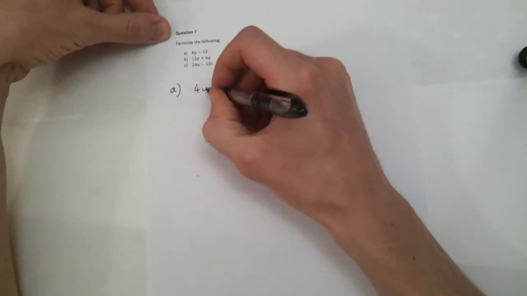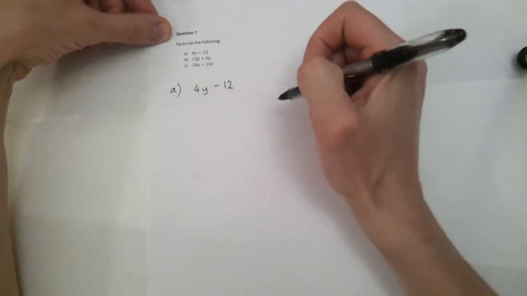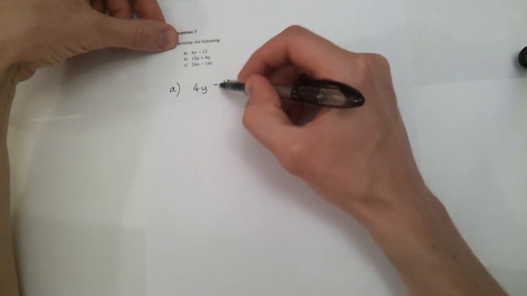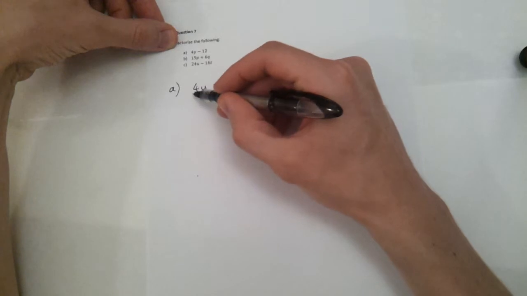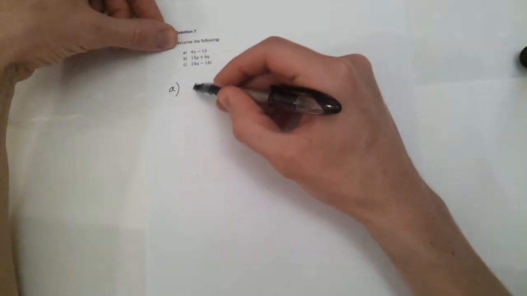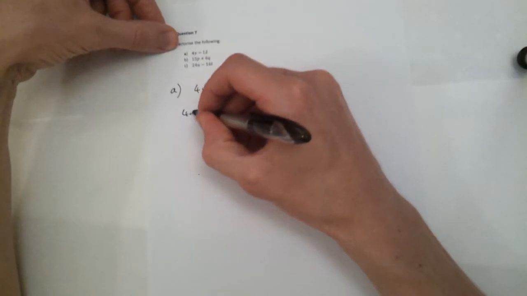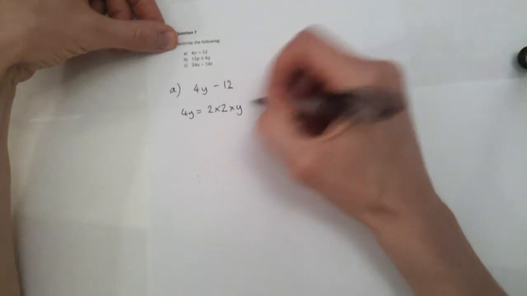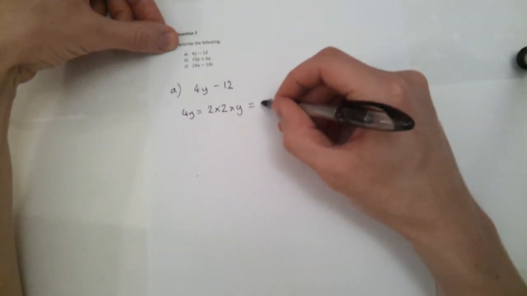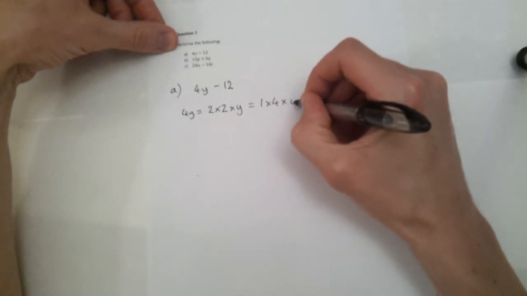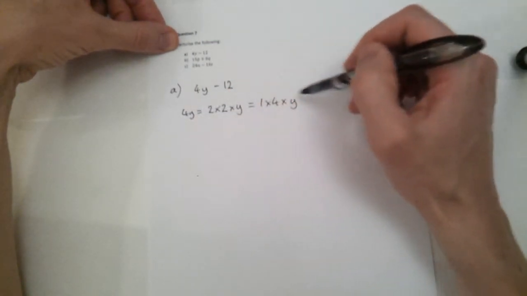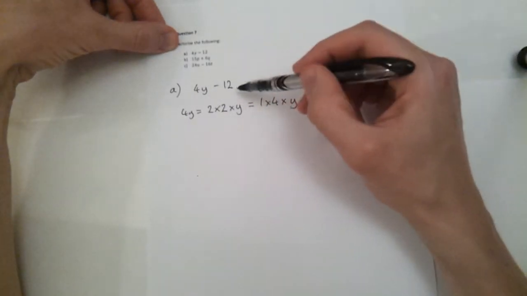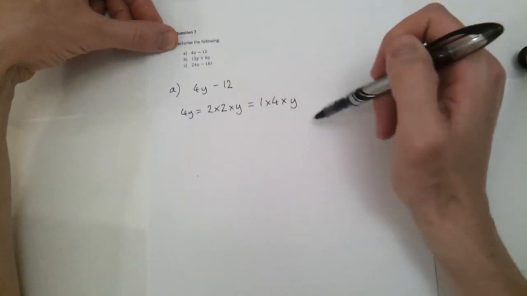So the best way to do this is to look at the two terms. So here we've got 4y minus 12. Now what we need to think about here is what are the common factors of 4y and 12. Don't worry about the negative value yet, we'll come back to that. So let's look at this. What makes up 4y? Can we break 4y down? Well, 4y can be written as 2 times 2 times y. It could also be written as 1 times 4 times y. So all of those mean the same thing. Now there's no other way of breaking this down, because these are all the factors of 4 and y.